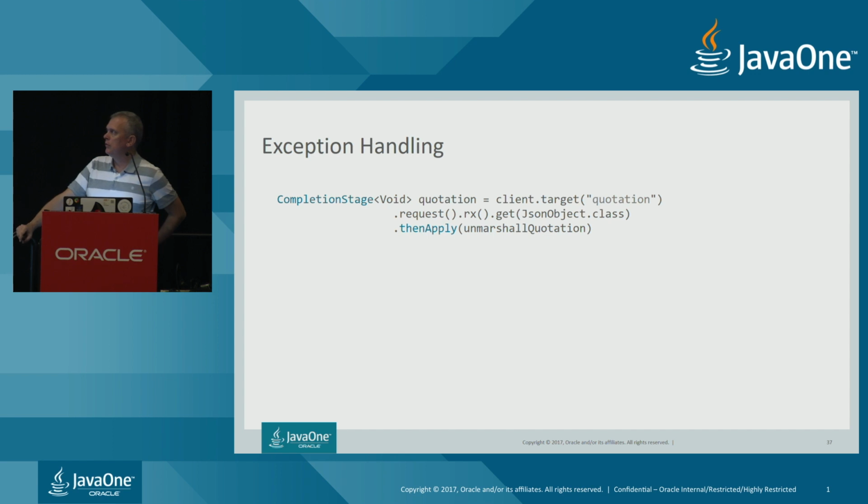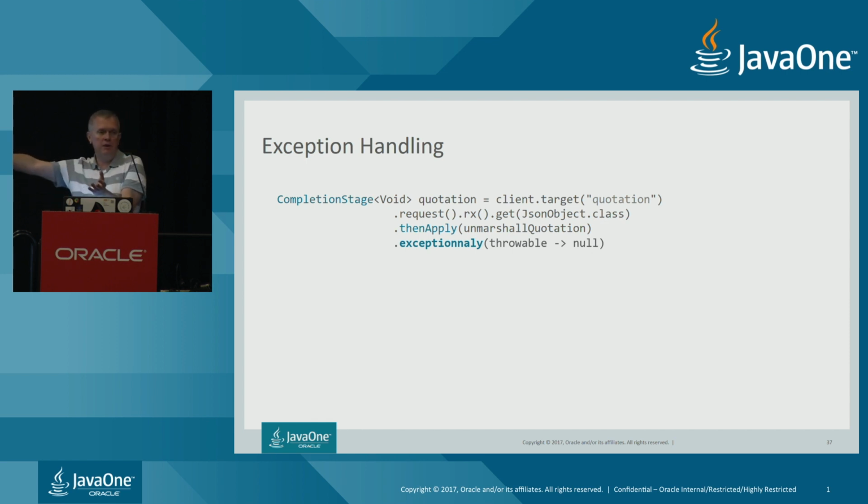So here is what it's going to do. Here is the pattern we just wrote. We apply it until the unmarshal quotation, for instance, object. Suppose we have an exception, all right? We could say, all right, we got an exception, so we take it with this exceptionally method. If there's no exception, this exceptionally call will not do anything. It will just be transparent in the chain.